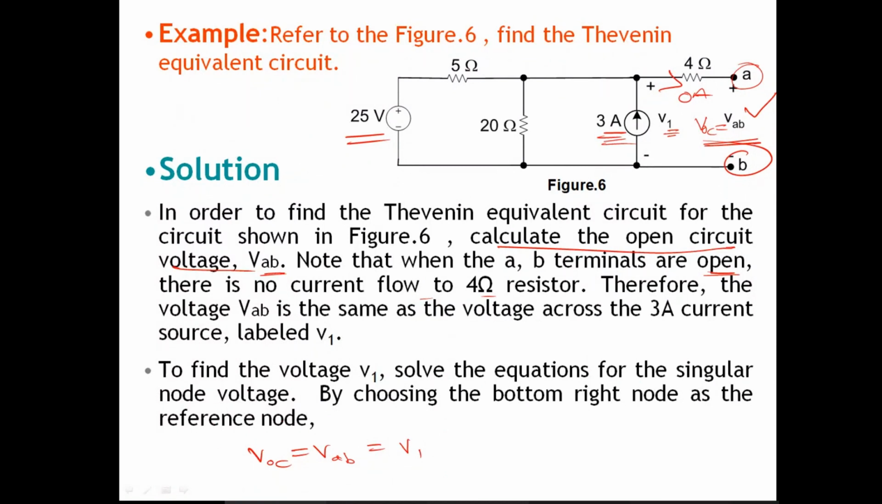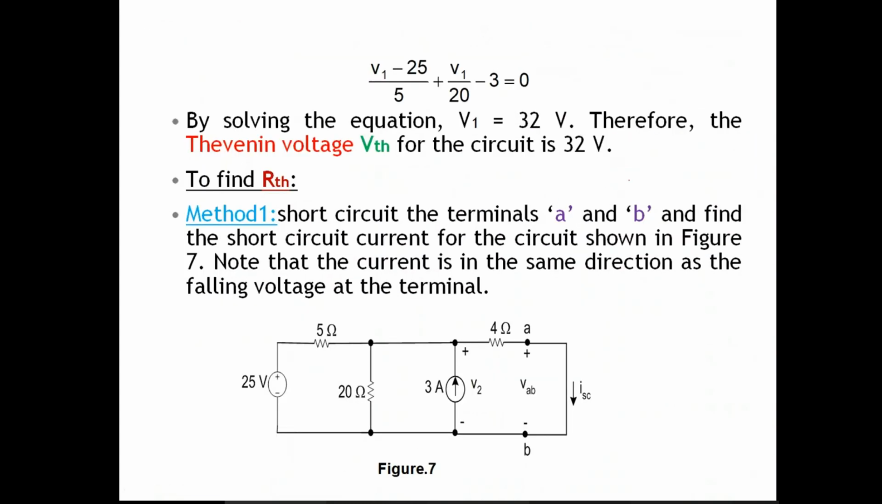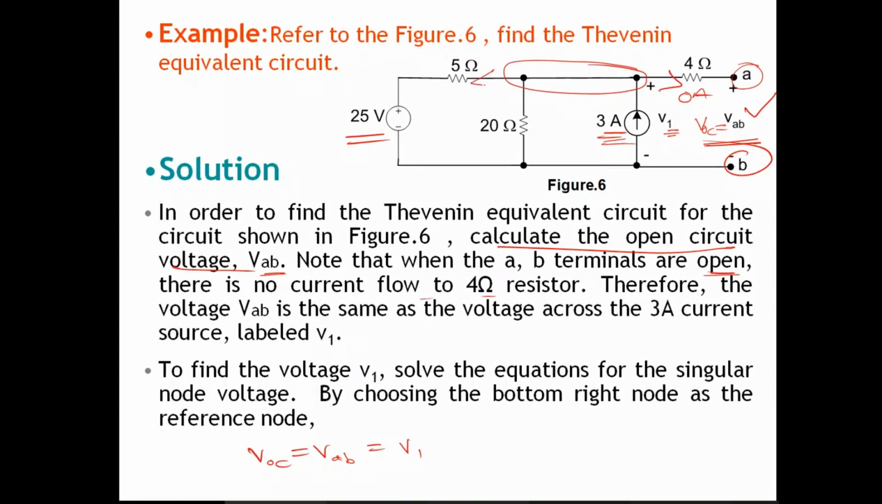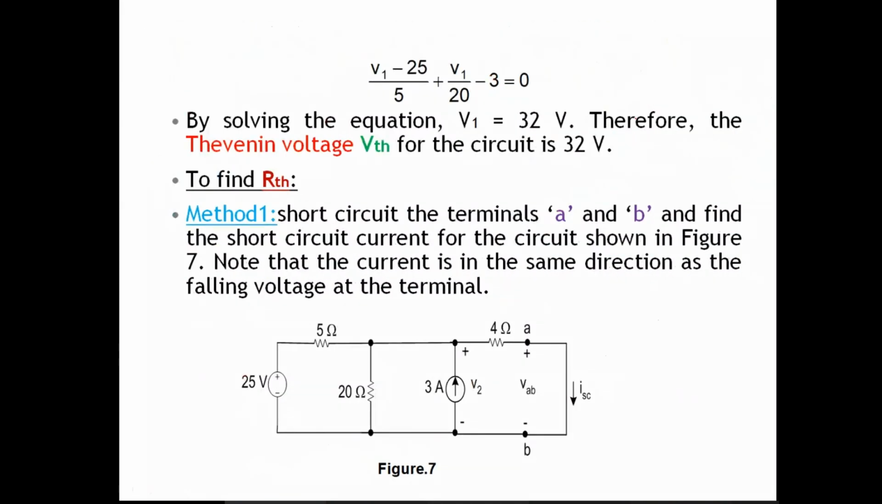To find this V1, solve the equation for the single node. This is a single node, so apply the nodal equation here. The nodal equation is (V1 minus 25) by 5, which is the current in this branch, plus V1 by 20, which is this current, minus 3 amperes, is equal to 0. So this is the nodal equation.